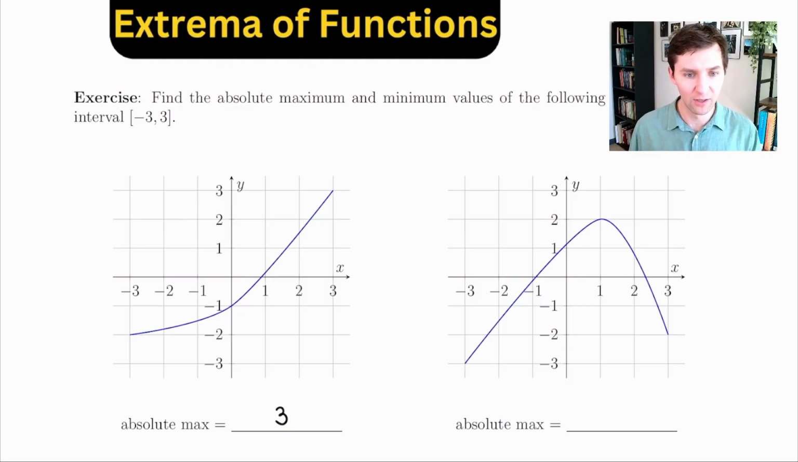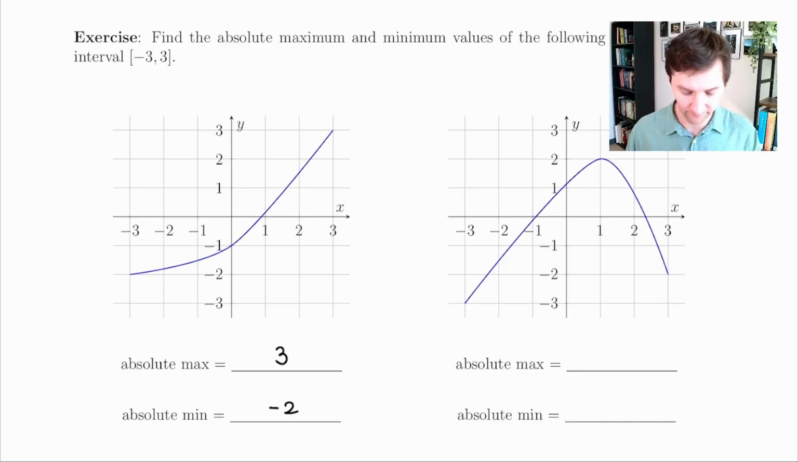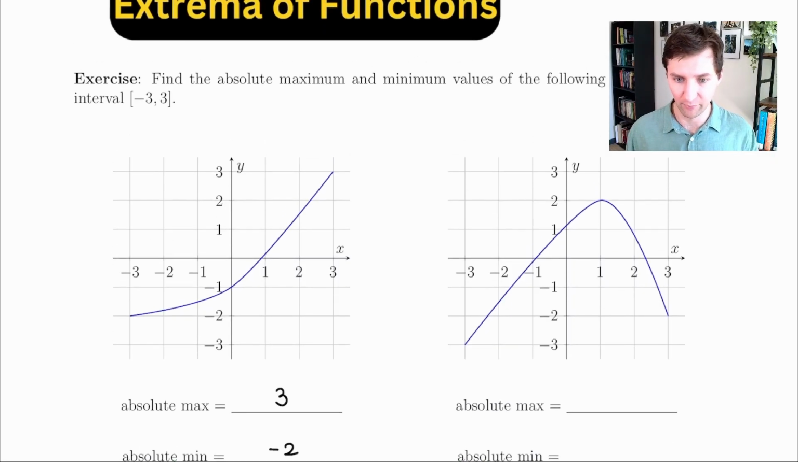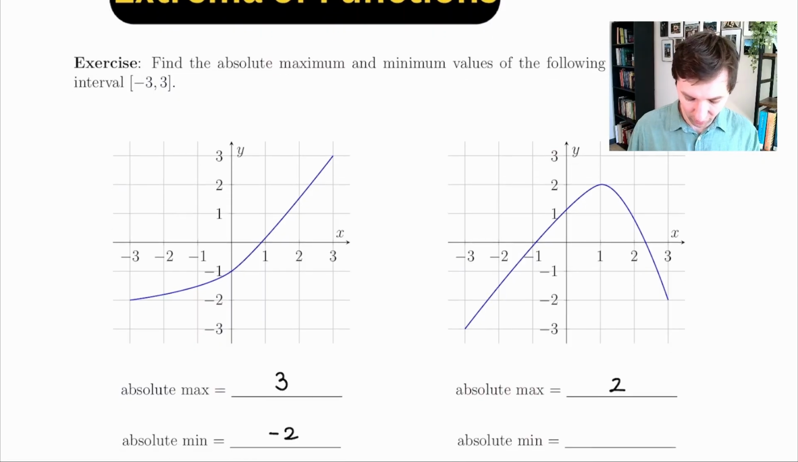The absolute minimum is the lowest value the function takes. It occurs at x equal to -3 in this case. The value of the function at x equal to -3 is -2. The absolute minimum of this function is -2. In the second example, the absolute maximum occurs at x equal to 1, and it equals 2. The absolute minimum occurs at x equal to -3, and it equals -3.